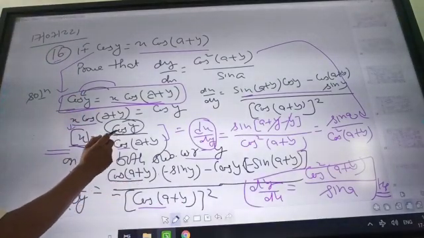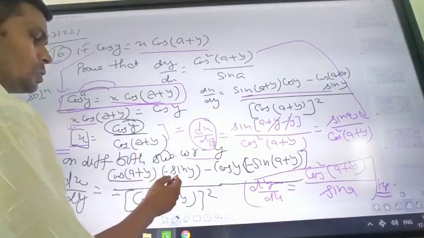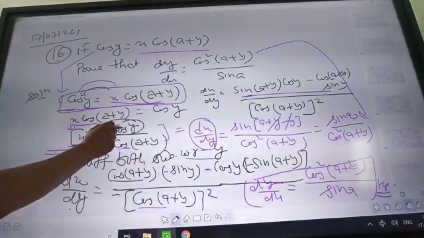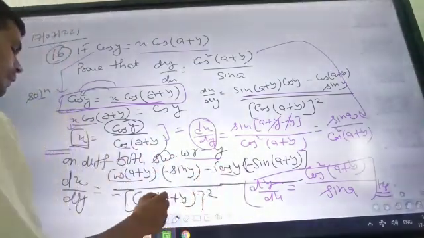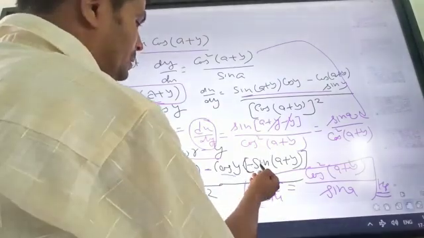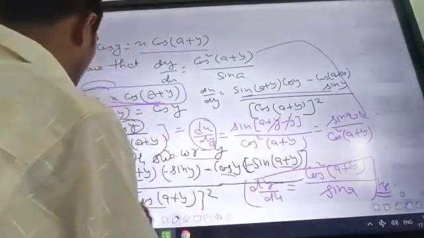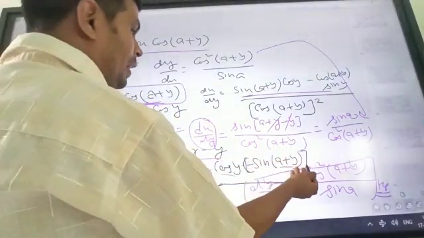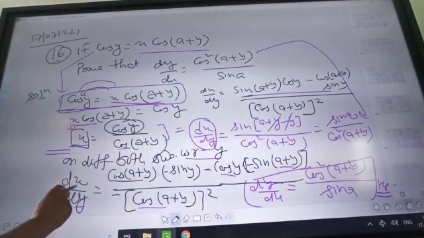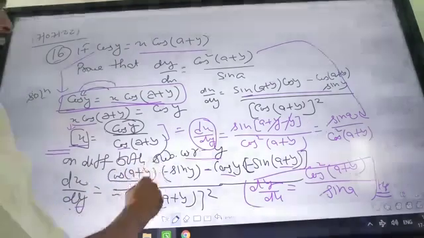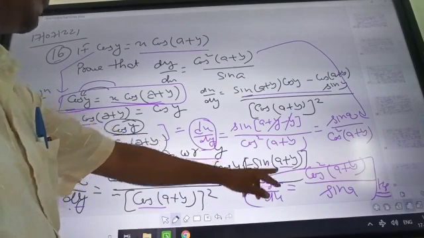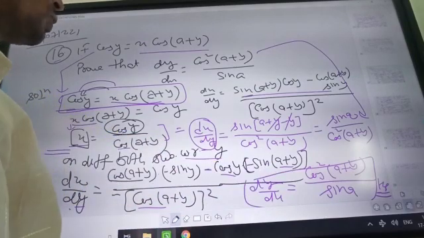You will differentiate cos y, and the derivative of cos y is minus sin y. Then implement the minus sign, this function remains as it is, and you differentiate cos(a + y), whose derivative is minus sin(a + y). Since you are differentiating with respect to y, the derivative of y equals 1, and here again the derivative of y equals 1. So dx/dy equals cos(a + y) into minus sin y minus cos y into minus sin(a + y), upon cos(a + y) whole square.